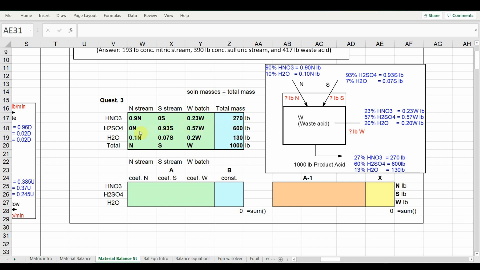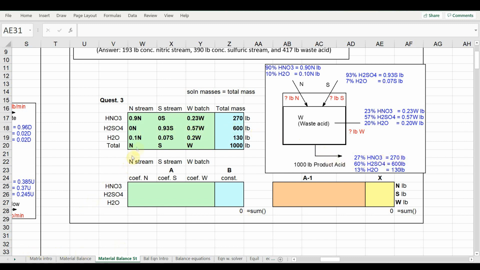For sulfuric acid, there is no sulfuric acid in the nitric acid stream, so it's 0 times the weight of the nitric acid stream. 93% of the sulfuric acid stream is actually sulfuric acid, so 0.93 times S represents the weight of sulfuric acid delivered by this stream, S. And the waste material is 57% by weight sulfuric, so I write 0.57 times the weight of the waste stream. Together those three masses equal a total of 600 pounds of sulfuric acid.